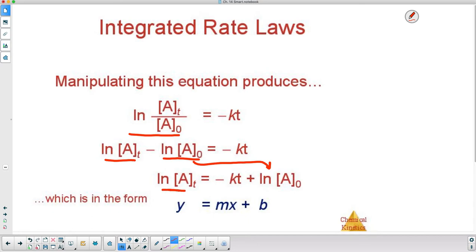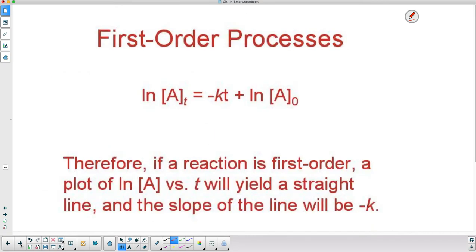And notice that it looks very much like y equals mx plus b, which is an equation for a line. So let's take a look. For the first order process, the y is the natural log of A at time t, the m in this case is the negative k, and the x is the t, and then of course we have the natural log of the initial concentration as the b, the y-intercept.